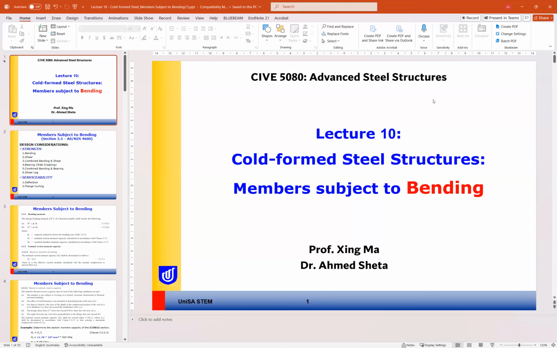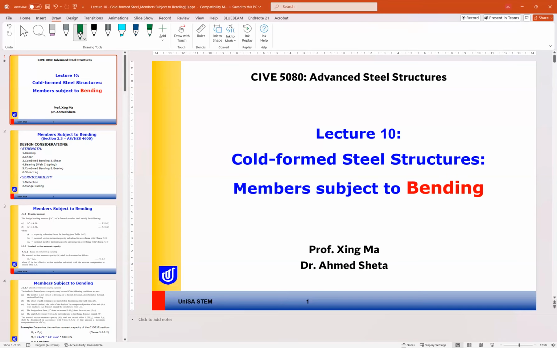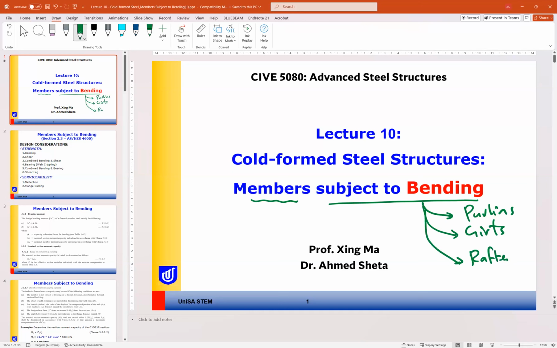So today our lecture will be about the design of cold formed steel members subjected to bending. In our course, this refers to purlins and girts and rafters or beams. So these are the members under bending moment in our shed or our project.